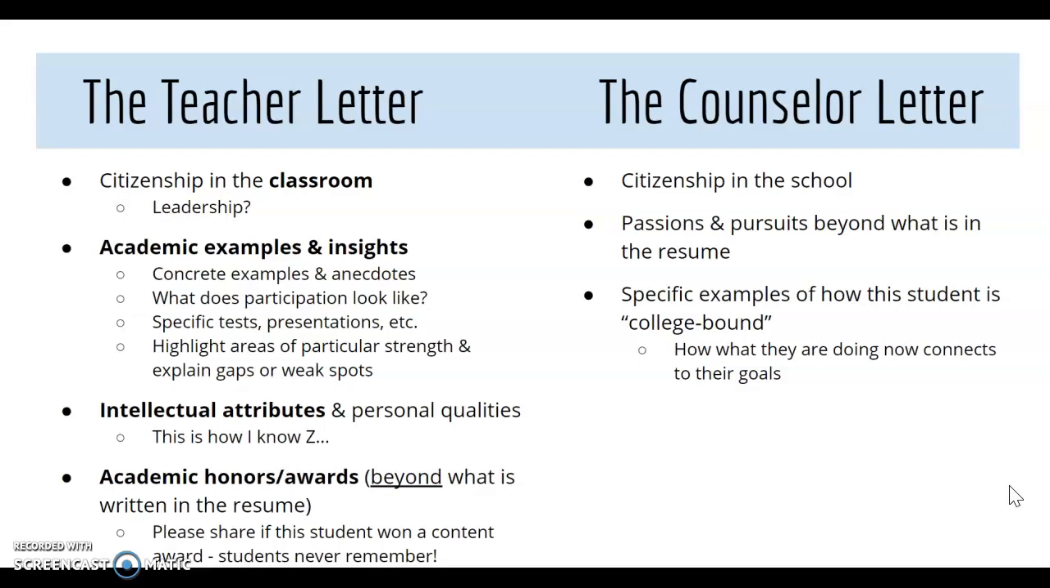The teacher should be focusing on a student as a citizen in the classroom. And so providing specific academic examples, intellectual attributes, and definitely highlight any academic honors or awards. I would say typically students forget that they received a content award, and so it might not exist anywhere else on the application. Even if it does, it is okay to highlight that one more time. That is a huge thing. Please, please talk about it.